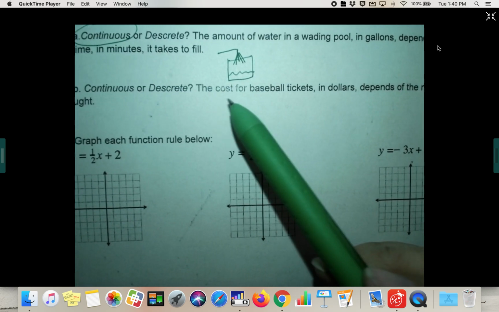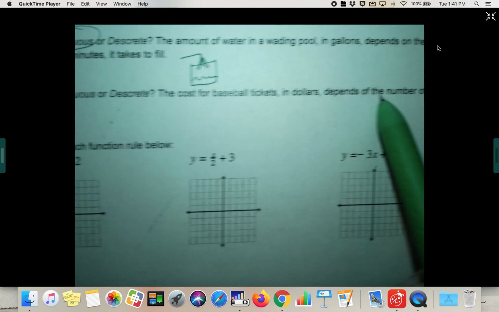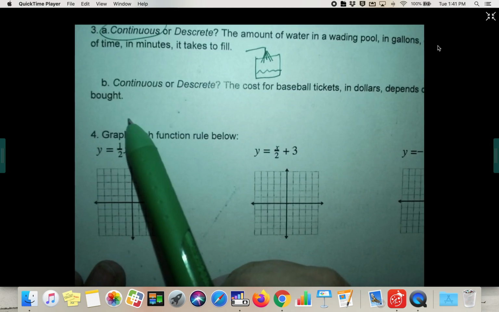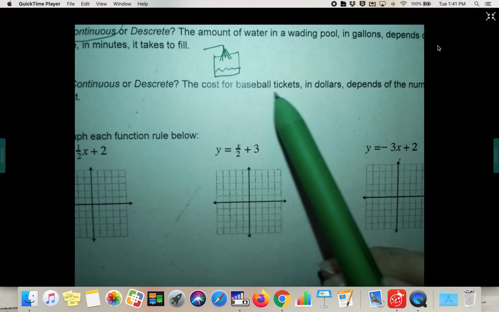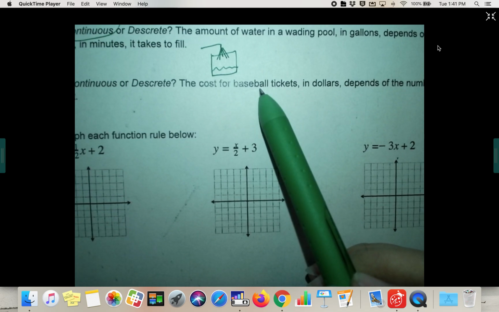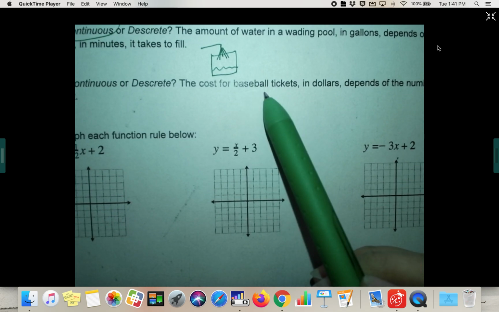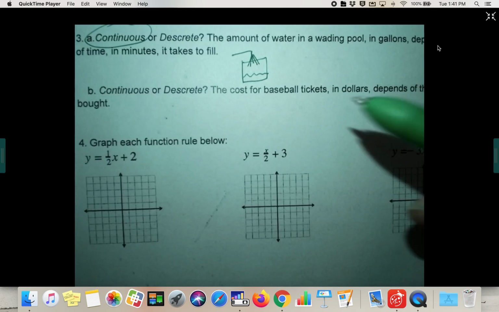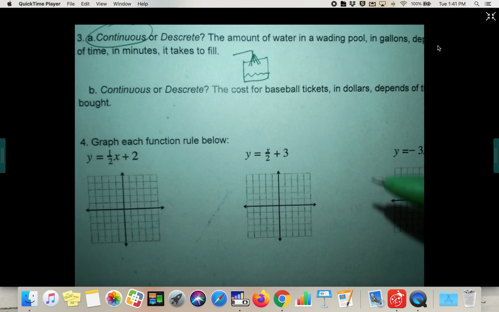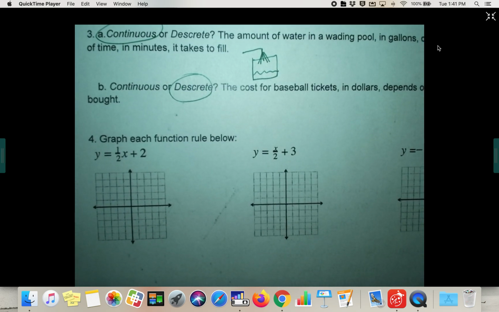What about B? The cost of baseball tickets depends on the number of tickets bought. So can you buy half a baseball ticket? Or can you buy like 2 2/3 baseball tickets? You cannot. These are only going to be sold in individual amounts, so our graph would be discrete.